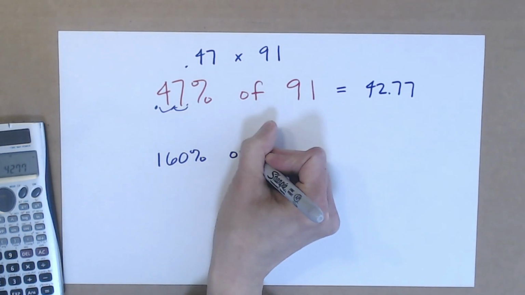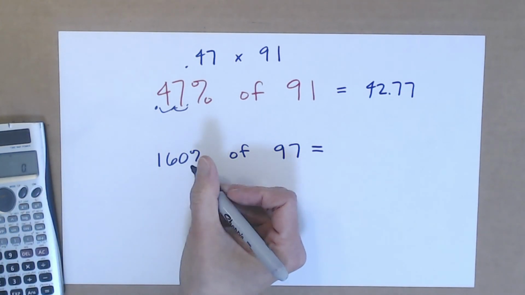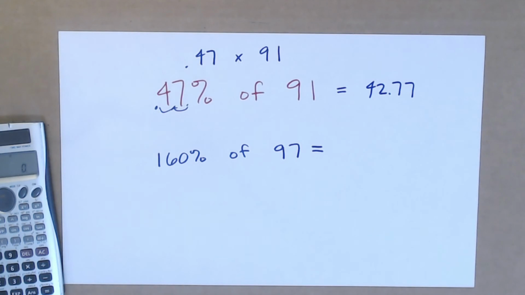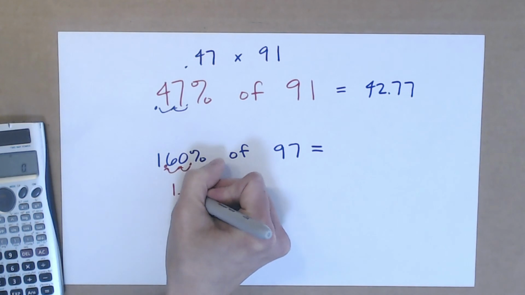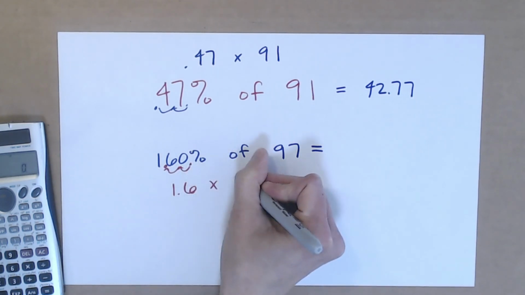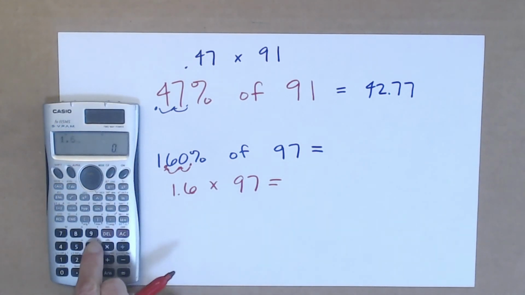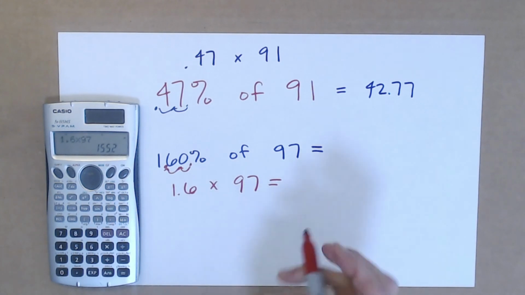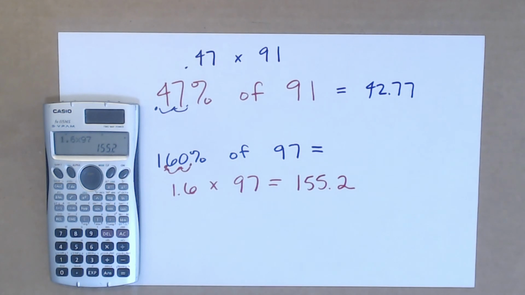Let's do another example, like 160% of 97. So again, just convert this percent to a decimal first, moving that decimal point 2 places to the left. It becomes 1.6. So we can take 1.6 times 97. So here's our calculator. 1.6 times 97, we get 155.2. So you can see how understanding that conversion from percent to decimal helps you figure these problems out very easily if you have a calculator.